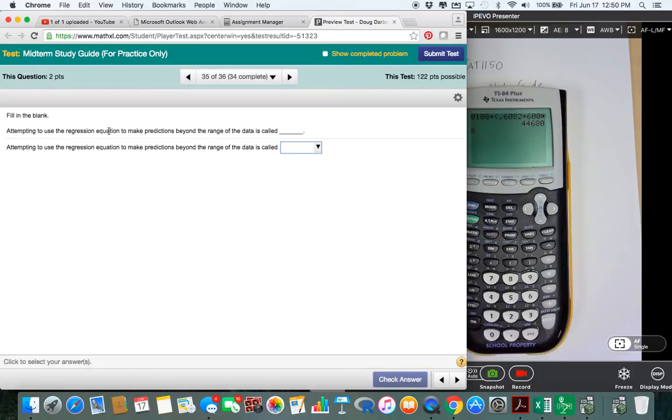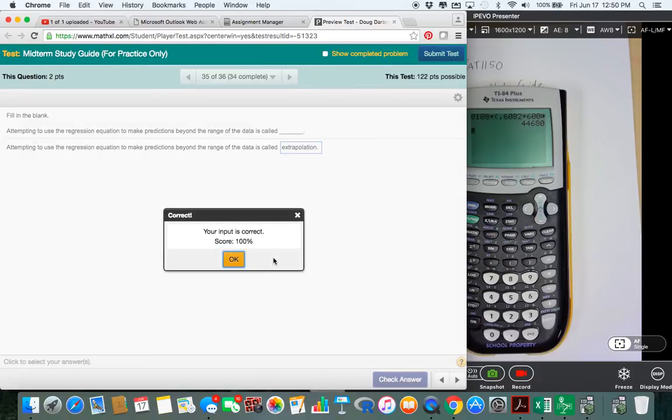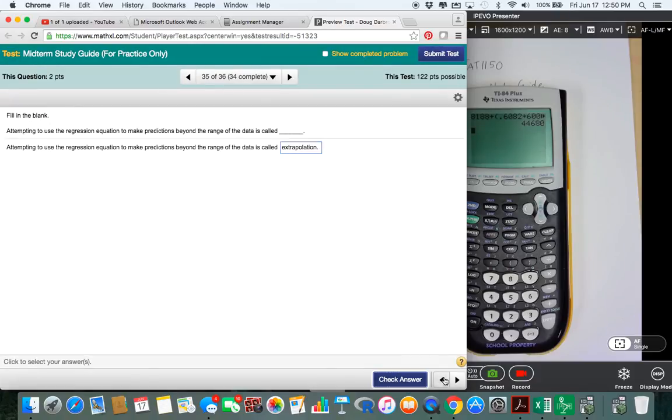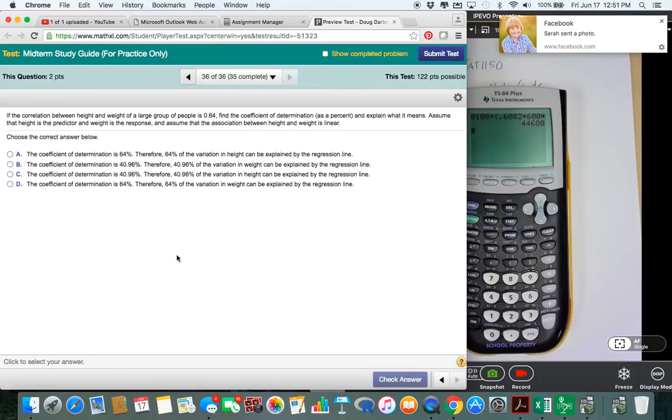Attempting to use the regression equation to make predictions beyond the range of data is called extrapolation. Talked about that in a video. It's funny how everything I taught you earlier is coming full circle.